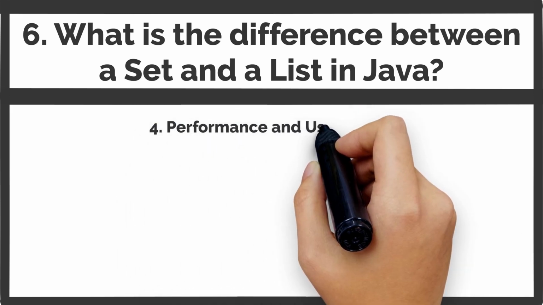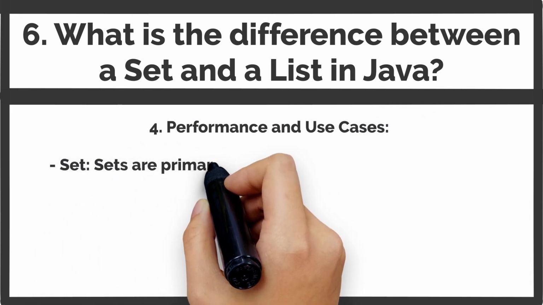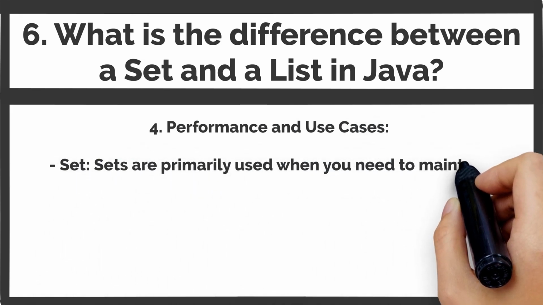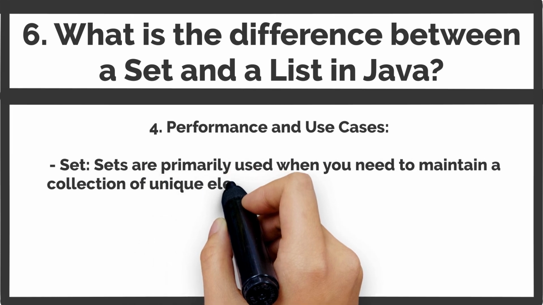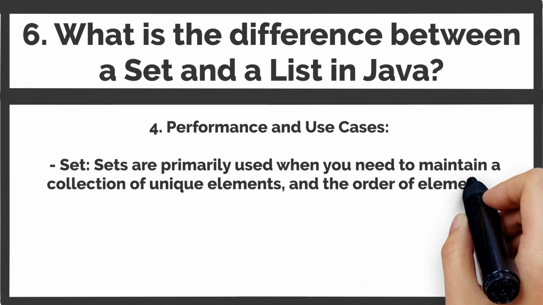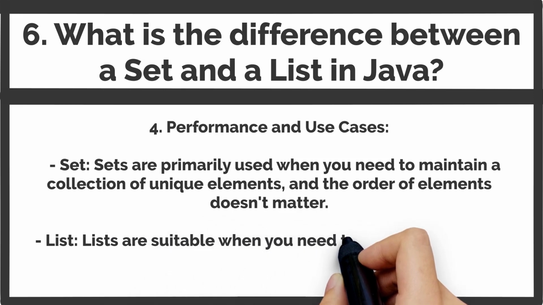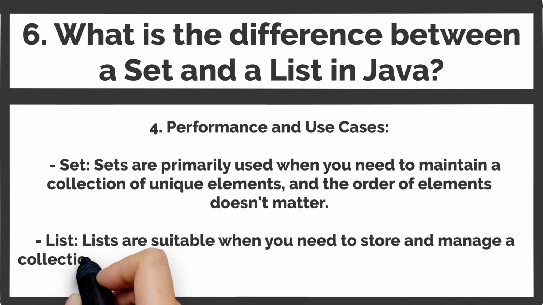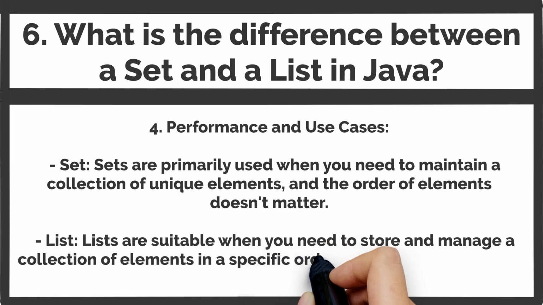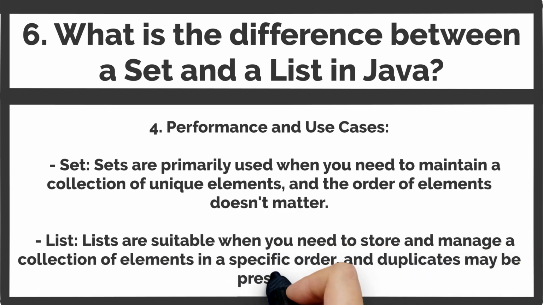4. Performance and use cases. Set. Sets are primarily used when you need to maintain a collection of unique elements, and the order of elements doesn't matter. List. Lists are suitable when you need to store and manage a collection of elements in a specific order, and duplicates may be present.